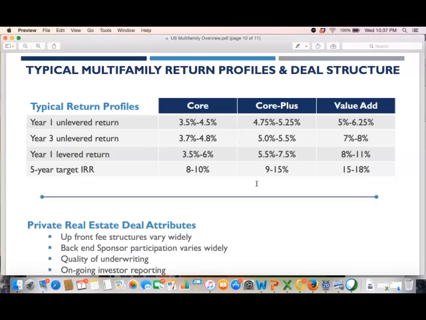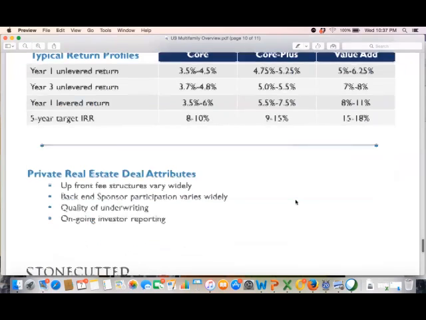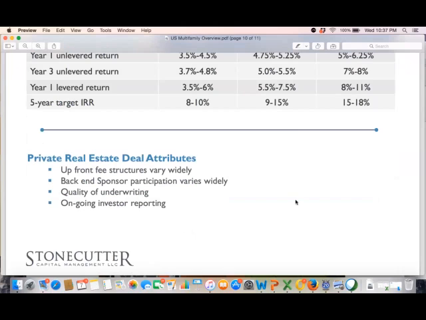Value add, you're taking more risk. You should see the higher returns. And in the market today, I'm seeing IRR targets that I outlined here. As far as deal attributes, anything goes, right? I had a tough time putting this down because in a private real estate deal, it's negotiated. And when you get into the value add space, I've seen deals run the gamut, right?